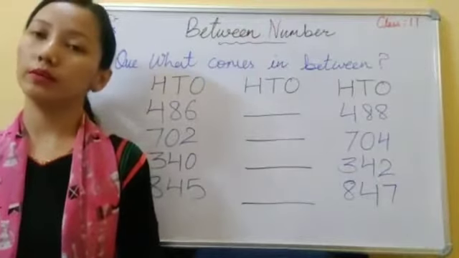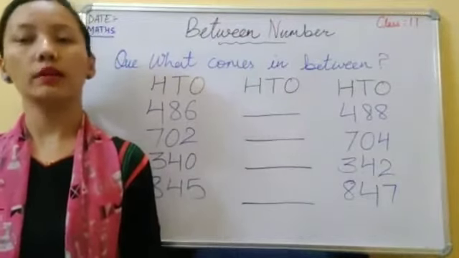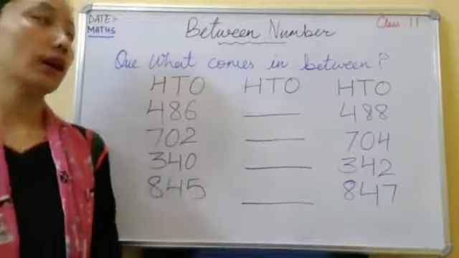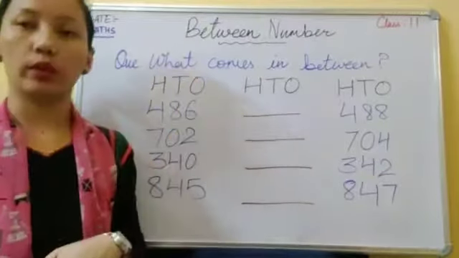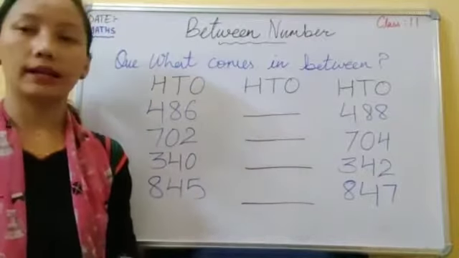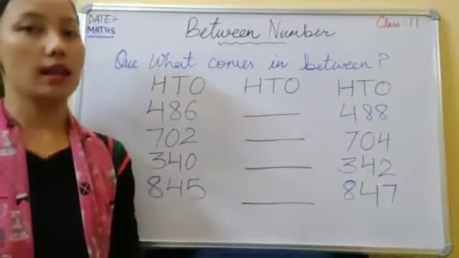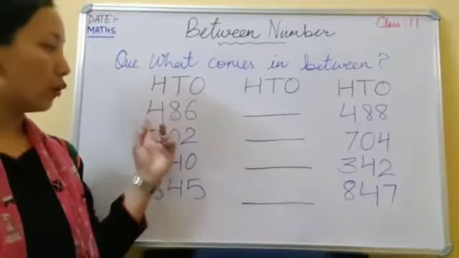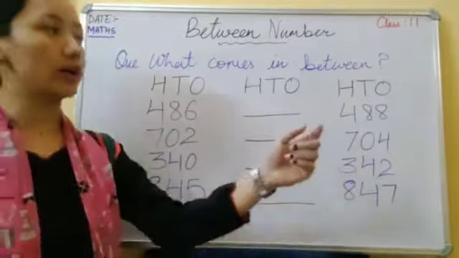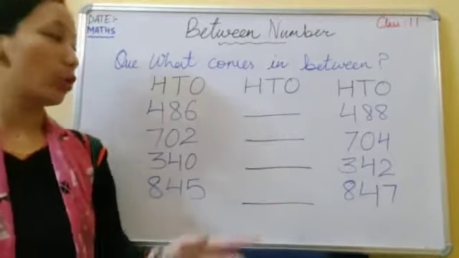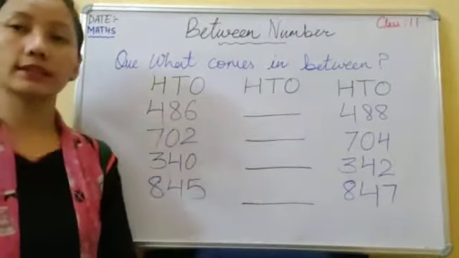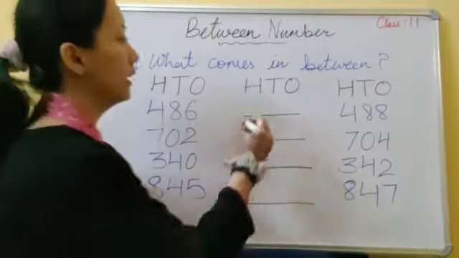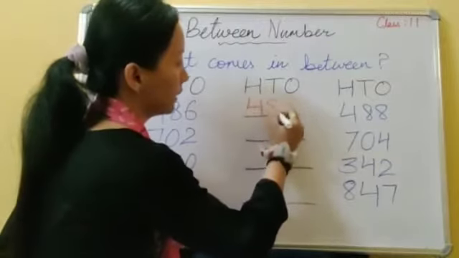Between number. Students, between number is the number which lies in the middle of two numbers. Okay, let's do some examples. Here, what comes in between? Here you have to write the number that comes in between. Okay, let's do the first one. Now tell me, what comes in between 486 and 488? What comes after 486? Yes, 487. So right, 487.